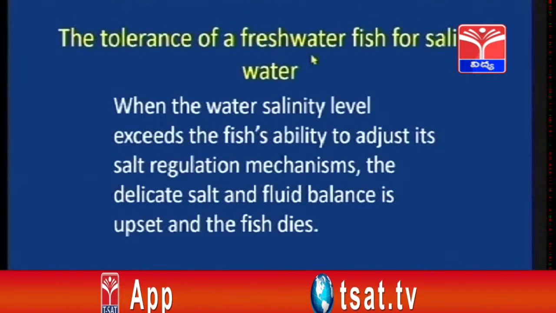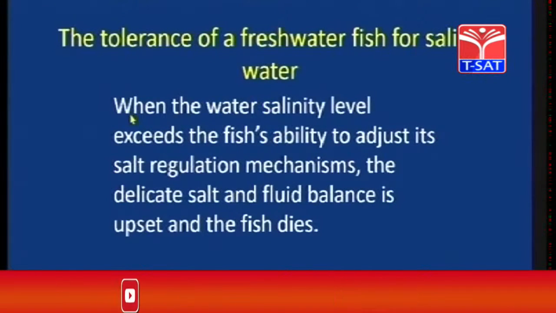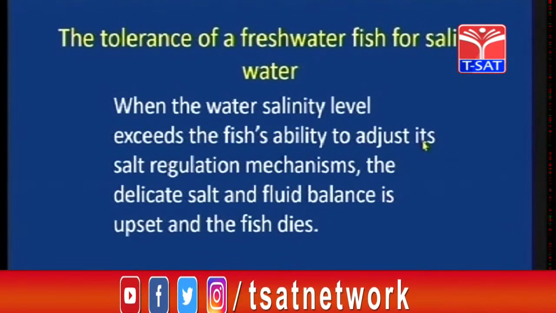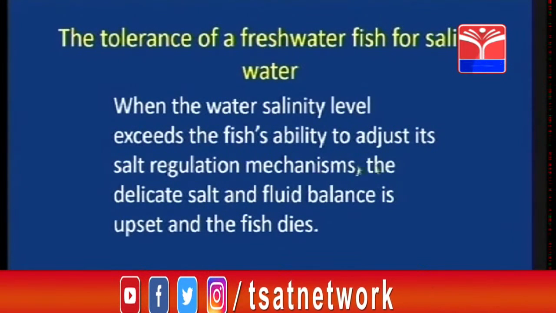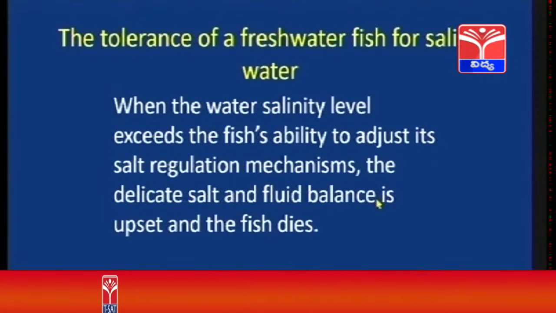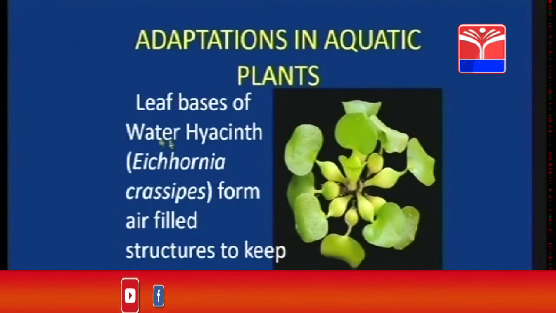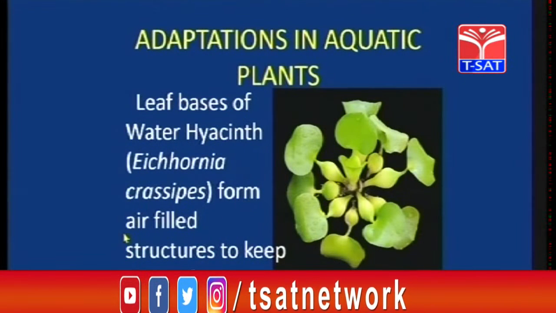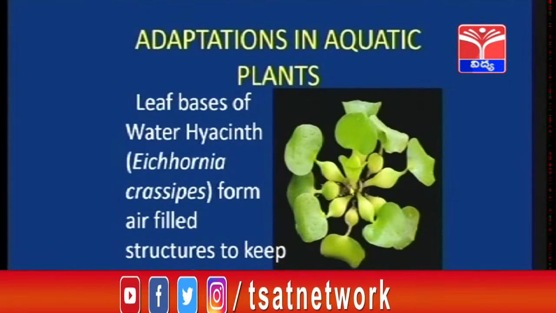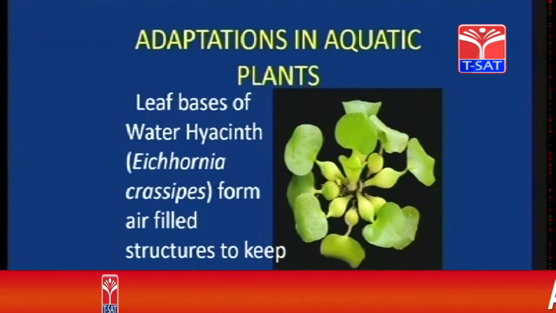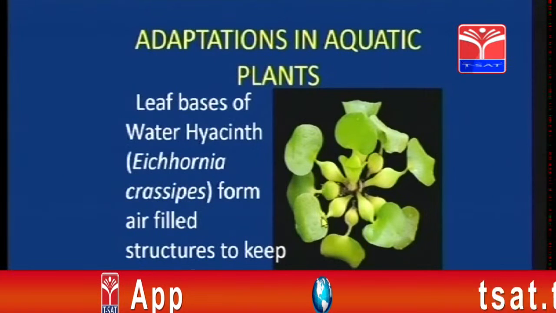The tolerance of freshwater fish for saline water. When the water salinity level exceeds the fish's ability to adjust its salt regulation mechanism, the delicate salt and fluid balance is upset and the fish dies. Now, adaptations in aquatic plants. Children, you can see the water hyacinth. Leaf bases of water hyacinth, that is Eichhornia, form air-filled structures to keep them afloat. You can see, children, air-filled structures. With the help of these, they are floating.